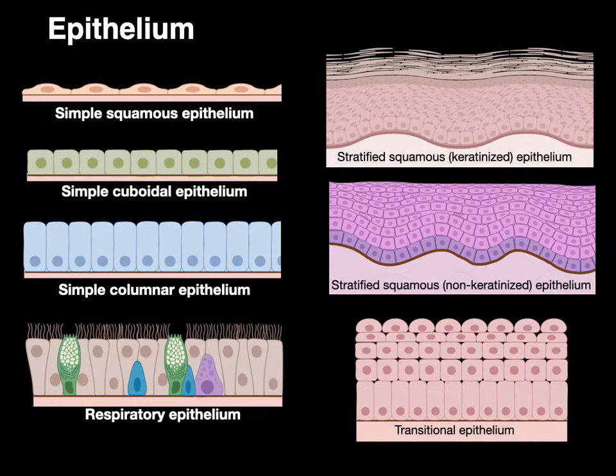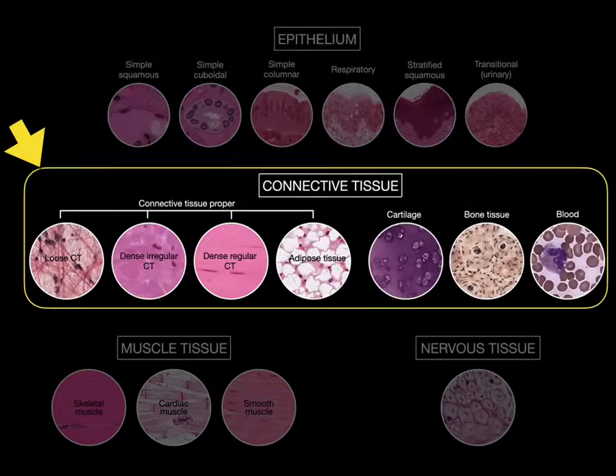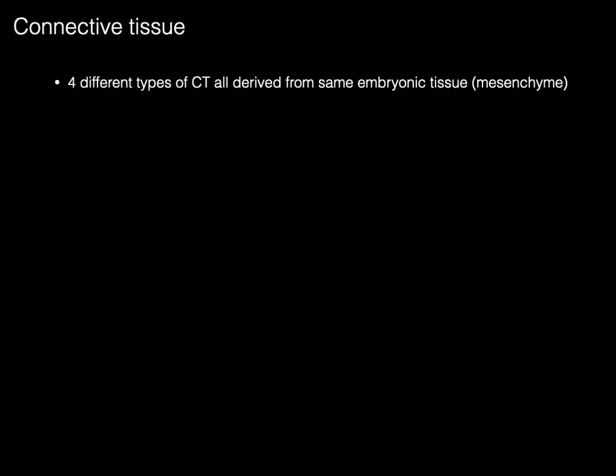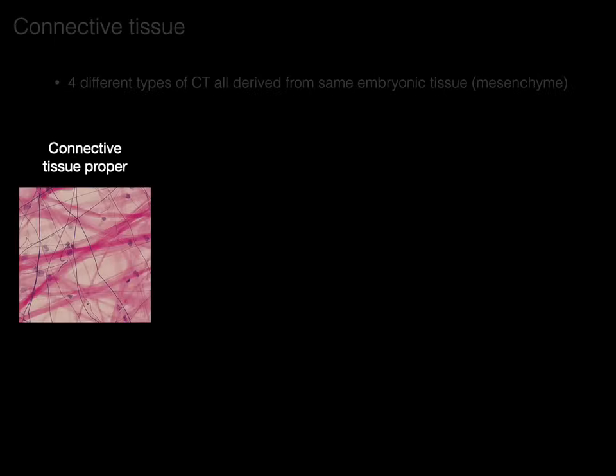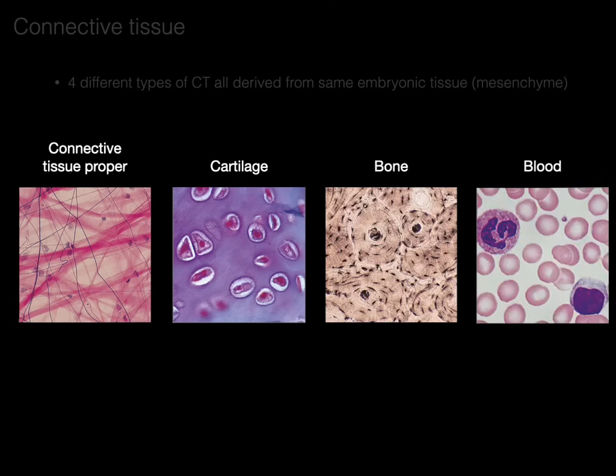All right. Now, that is all the epithelium in a nutshell. We now go to connective tissue. So for connective tissue, there are four different types. They're all derived from the same embryonic tissue called mesenchyme, which derives from the mesodermal layer of a developing embryo. And the four different types are connective tissue proper, cartilage, bone, and blood.